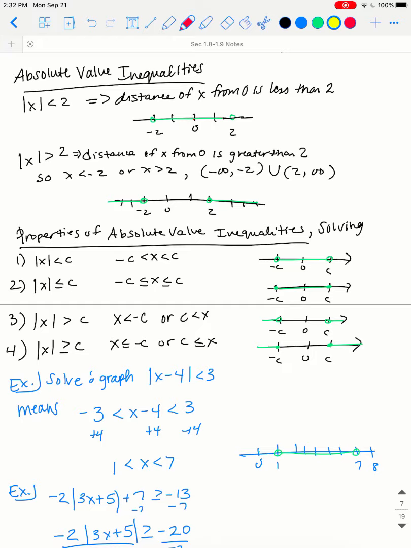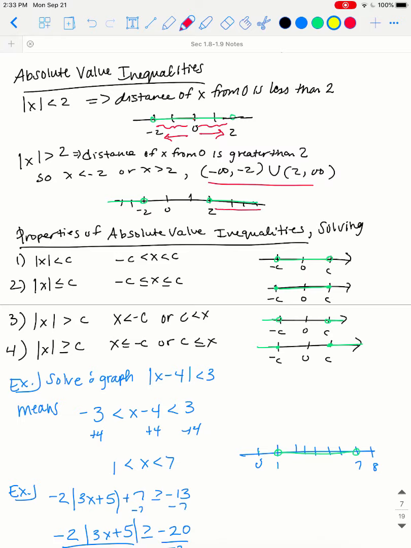And so my x's can be any of these values here, as long as they're not greater than 2 from 0. So my distance here is 2, my distance here is 2. So I just want something that's less than 2. If my absolute value of x is greater than 2, that means the distance of x from 0 is greater than 2. So my x is less than -2, or my x is greater than 2. And then I give the interval notation here.